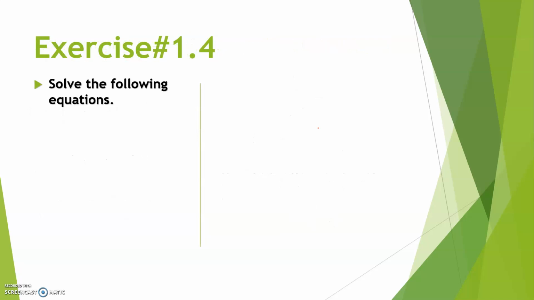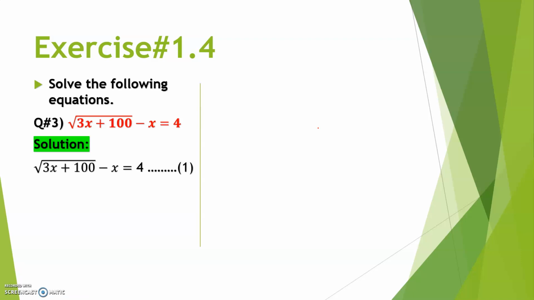Exercise number 1.4. Solve the following equations. Now we will discuss question number 3, that is square root of 3x plus 100 minus x is equal to 4. The given equation is square root of 3x plus 100 minus x is equal to 4, labeled as equation 1. Now we will simplify it as square root of 3x plus 100 is equal to x plus 4.